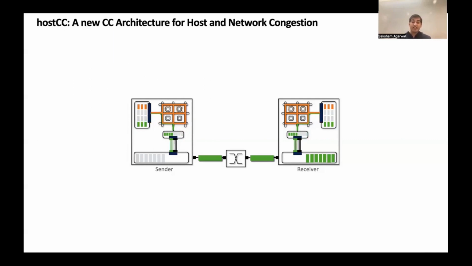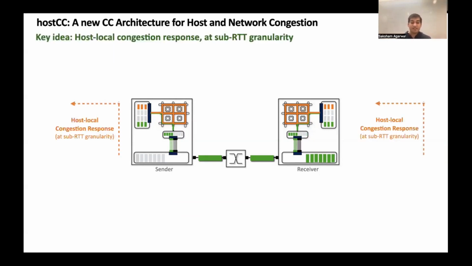HostCC is a new CC architecture that handles both host congestion and network fabric congestion. The key architectural idea in HostCC is a sub-RTT granularity host local congestion response. This idea builds upon a conceptual view of congestion control. It allocates resources among the competing entities. HostCC sub-RTT granularity host local congestion response allocates the host resources between the network traffic and the host local traffic.